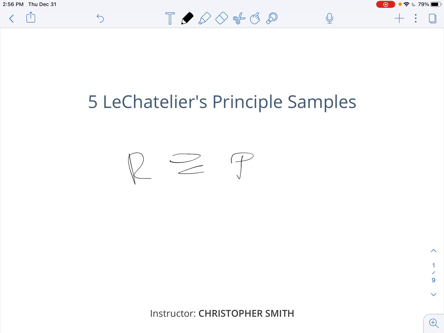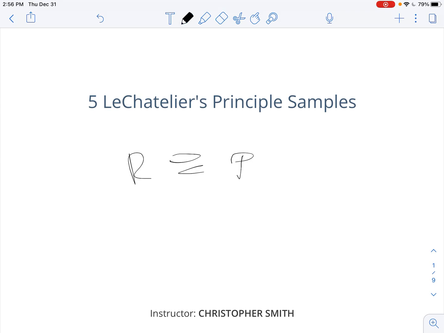So if you try to add a reactant, for example, then it's going to go over to the products side. If you try to add a product, it's going to go back over to the reactants side. If you try to steal a reactant, it's going to say, hey, where's my reactant? It's going to try to make more of that. So if you try to steal something, it's going to go to the same side. If you try to steal a product over here, then it's going to try to make more of that product, and it's going to go back over to the right-hand side.